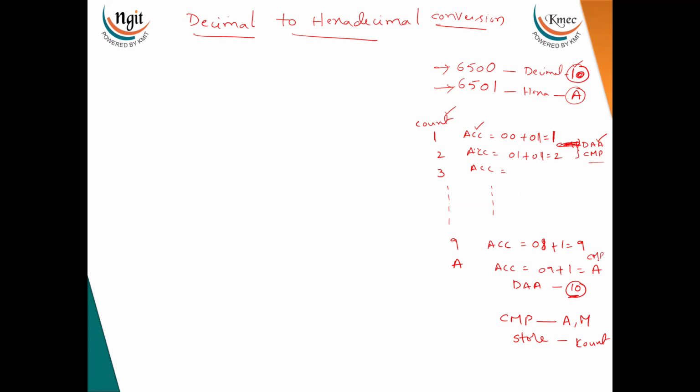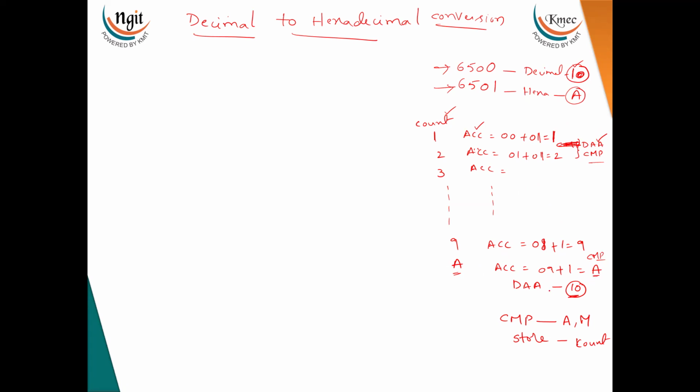So comparison is not satisfied. Zero flag is not set. That's why count value will be incremented to A, and accumulator value is what? 9 plus 1. Every time we are adding one value to the accumulator, thereby what? Accumulator, now we got the A value.